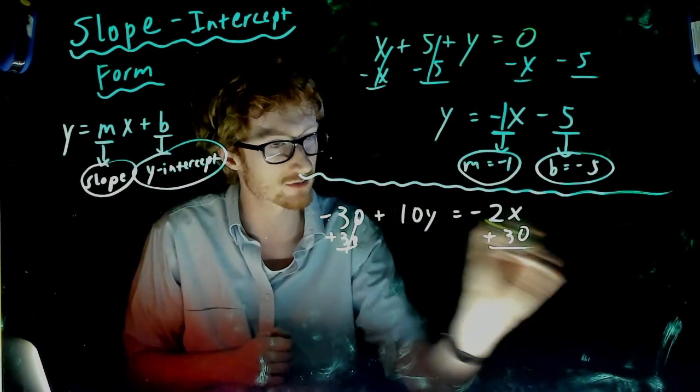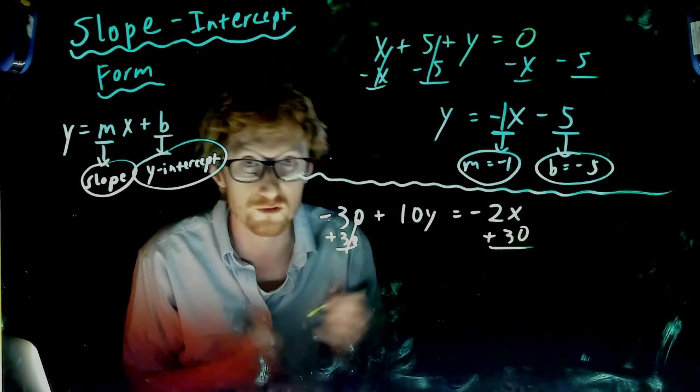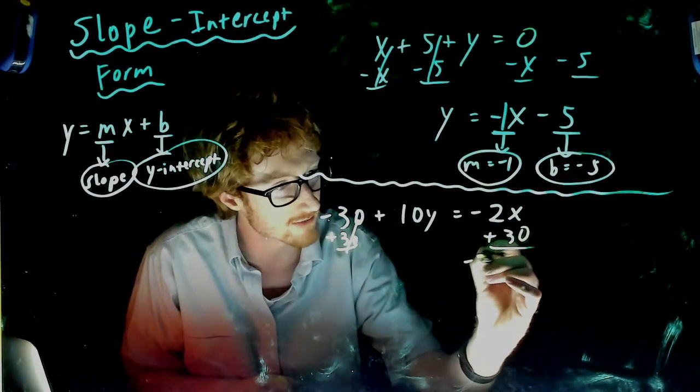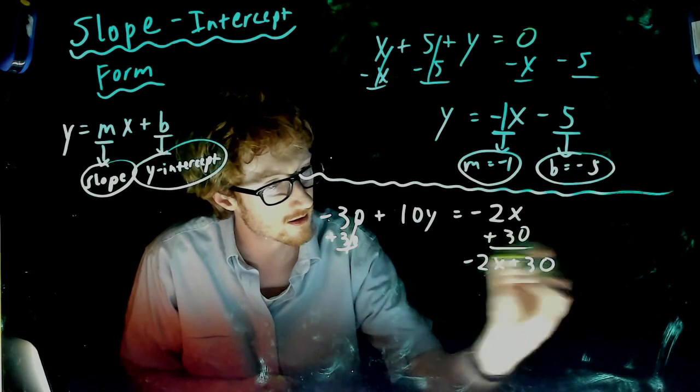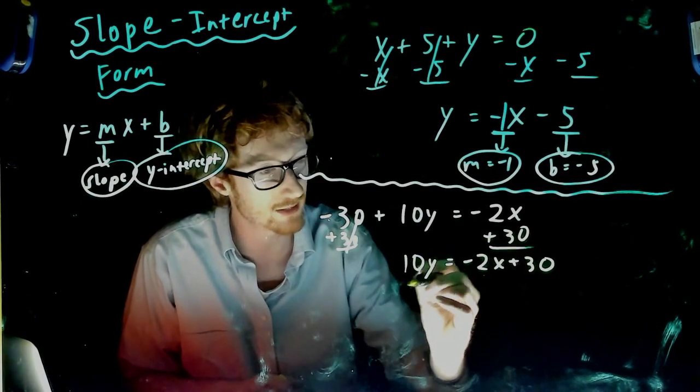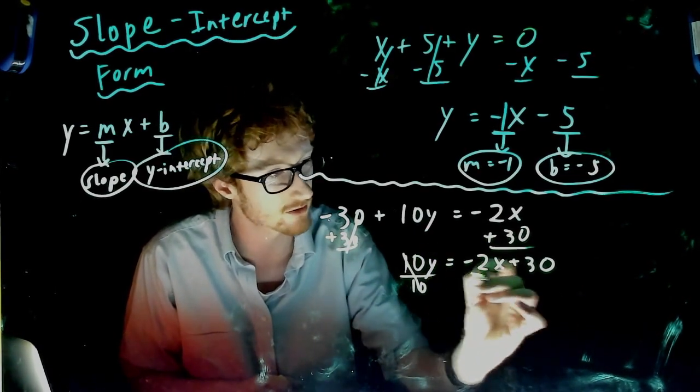Now these aren't like terms, so don't get too excited. Don't say, oh, I'm going to add negative 2 and 30. That's not how it works. We're going to leave it as negative 2x plus 30. This equals the 10y. How do you get the 10 in front of the y? You divide. This goes back to literal equations, okay?